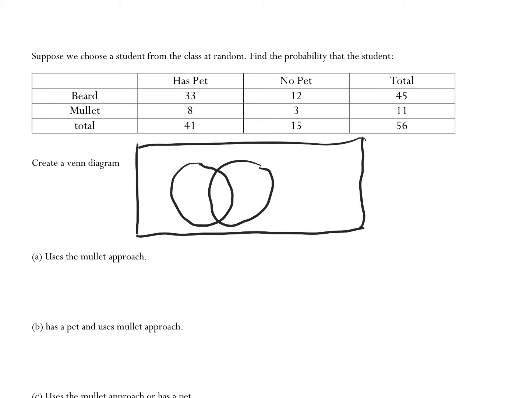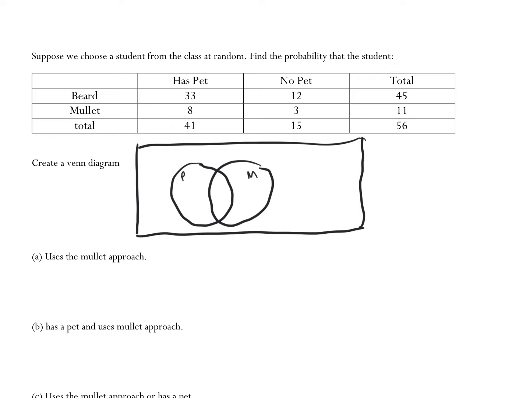And so I'm going to label one of these with a P and one of them with an M. Are we all comfortable with that basic premise? And that P is the pets group. The M is people who use the mullet-style toilet paper. Okay? So one of those circles represents one of your variables. One of those circles represents the other of your variables.